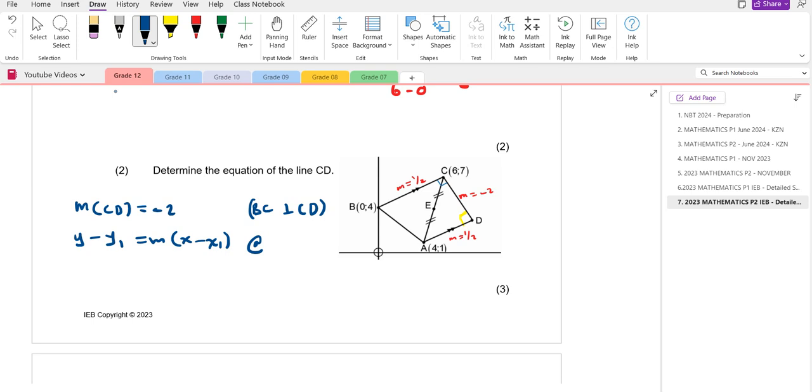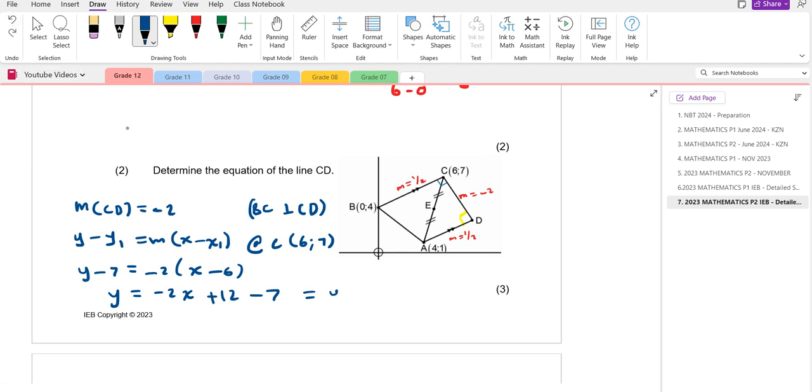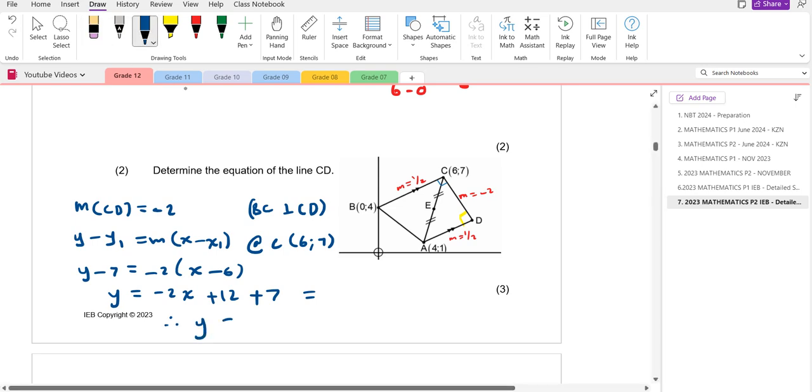So at C, which is 6 and 7, remember, that's x1, y1. So y minus 7 equals m, which is -2, times x minus x1, which is 6. So we got y equals -2x, -2 times -6 is +12, and then minus the 7. So we got, should be -7? No, add 7. So the final answer is y equals -2x plus 19.